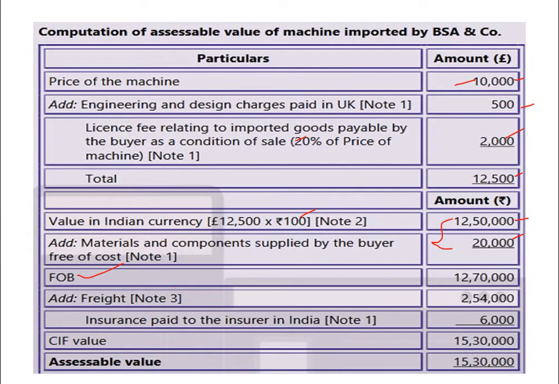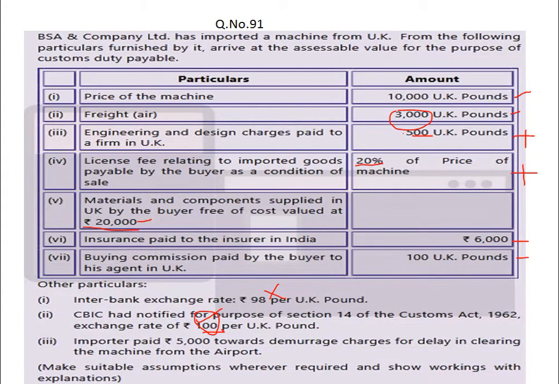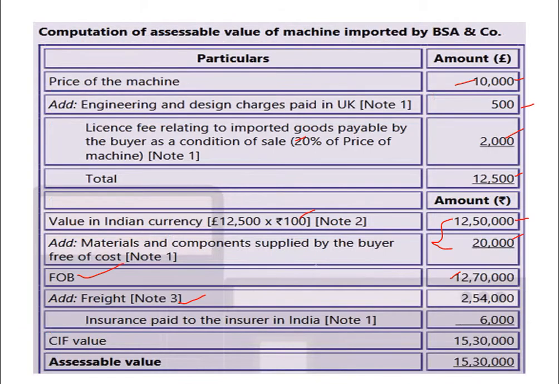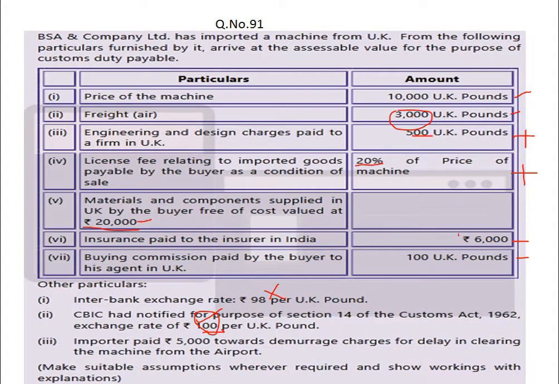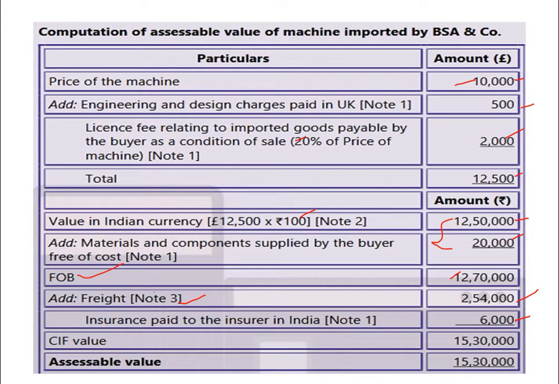But 20% of the FOB, this note is clear. Note number 3, I think I gave that. So 20% of this is 2,54,000, or 3,000 into 100, that is 3 lakh. The least is 2,54,000. And actual insurance is given in Indian rupees. Add that one. So FOB plus F plus I equals what? CIF. So the CIF value is 15 lakh 30. That is the CIF as well as the assessable value.